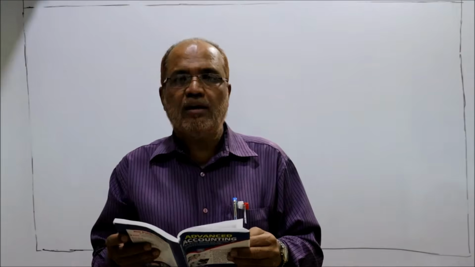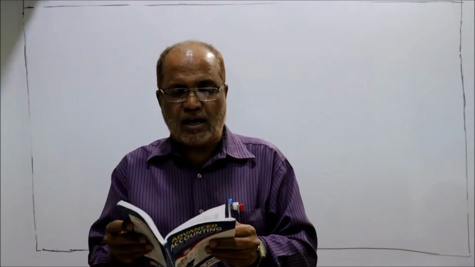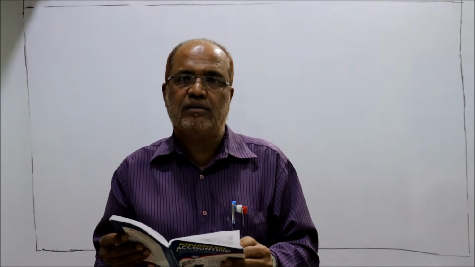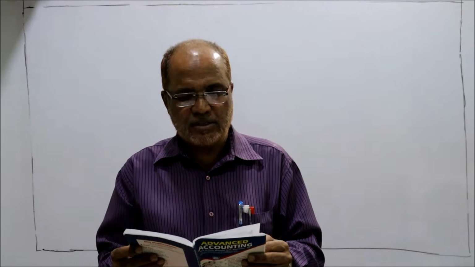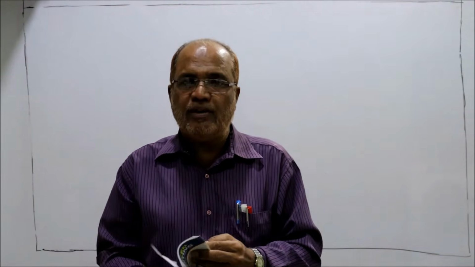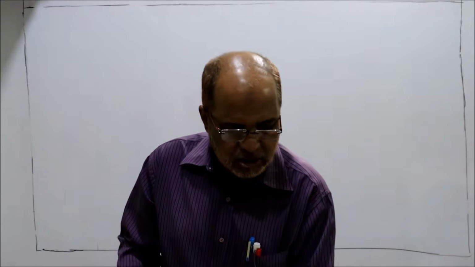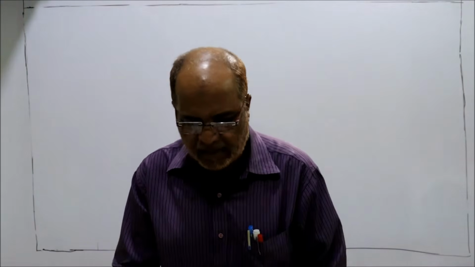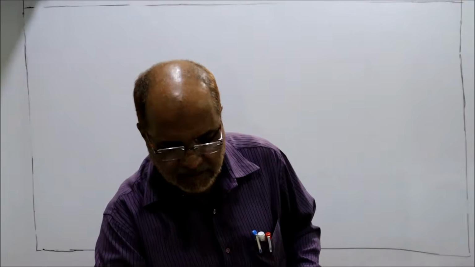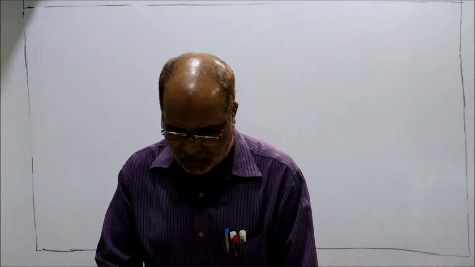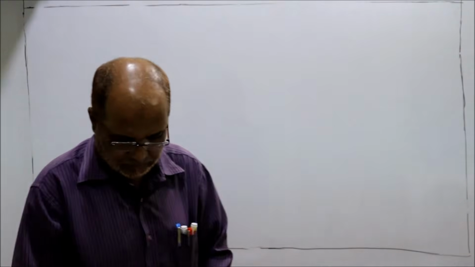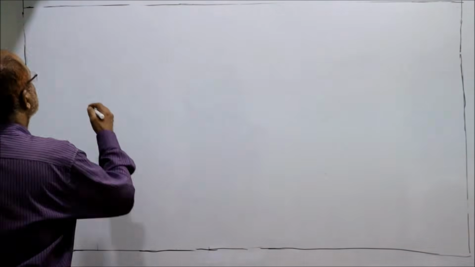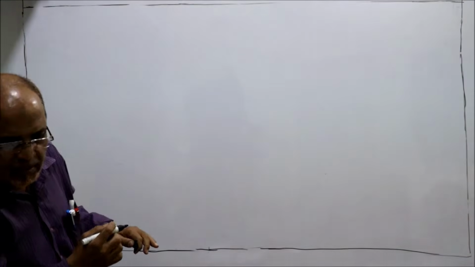So here A, B, C, D, 4 partners are there, out of which C has become insolvent. The remaining partners are A, B and D, right? So first we have to prepare a realization account to find out whether there is realization profit or loss. This is problem number 13.